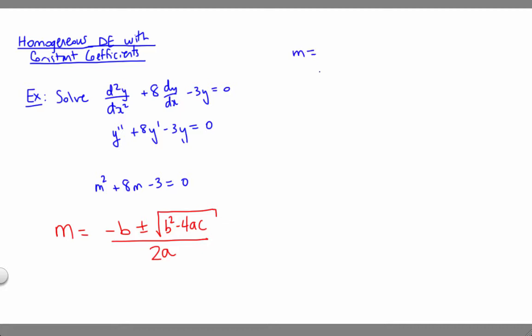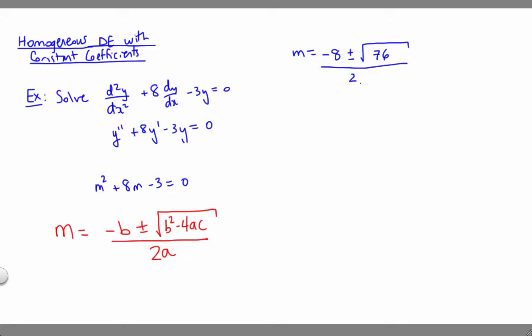So let's plug in here. Negative b is going to be negative 8, and then we'll go plus or minus a certain square root. b squared minus 4ac is going to give us 64 minus negative 12, or in other words 76, and that's all over double our leading coefficient, so that's all over 2.